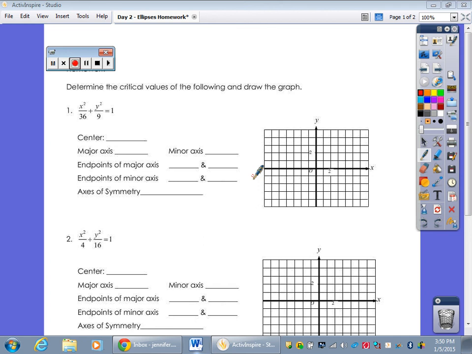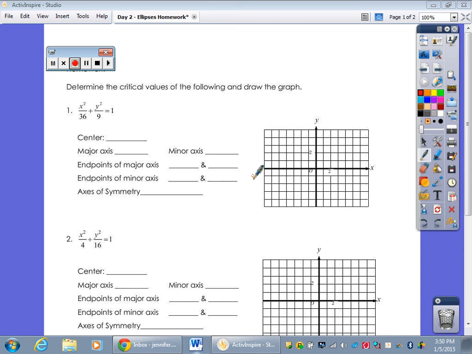Okay, so today we learned about ellipses, the conic ellipses. In each of these, I've given you an equation and you have to come up with the critical values and draw it. If you're given x squared divided by 36 plus y squared divided by 9 equals 1, remember that for an ellipse, it always has to equal 1.